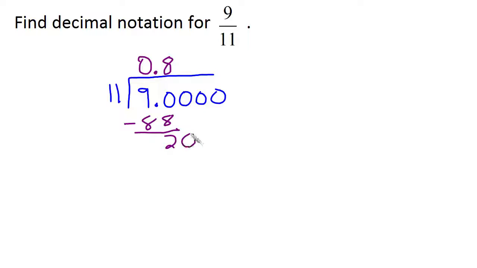So now we bring down the next 0. 11 divides 20 one time. So we multiply it back through and take away these 11, giving us a 9. Now we can see that it's going to start repeating.